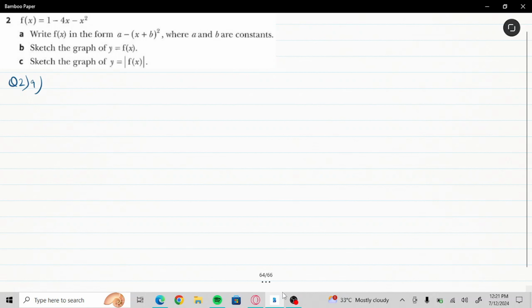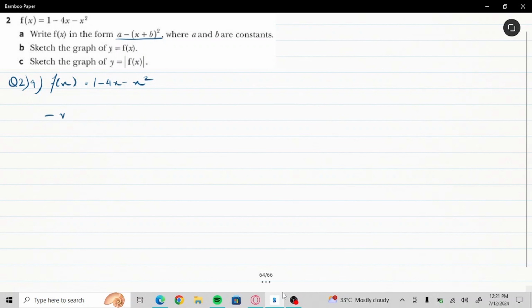So question 2a, we have been given the equation f(x) = 1 - 4x - x squared. I have to write this in the form a - (x + b) whole squared, which is quite easy for us. We have solved a whole exercise relating to this topic, so we should not have any problem regarding this.